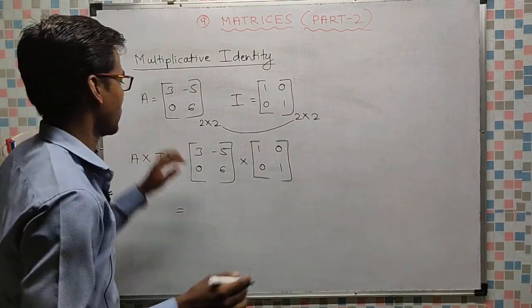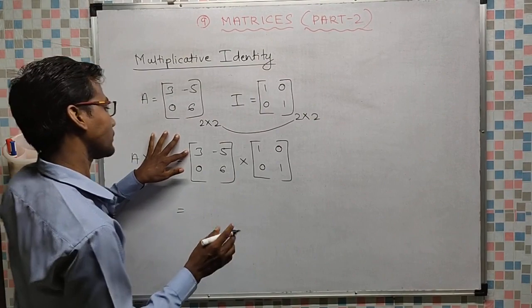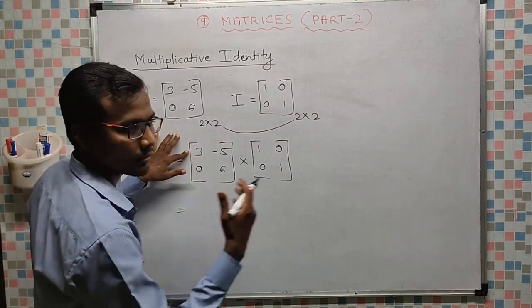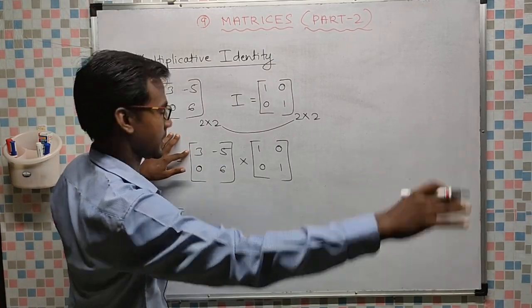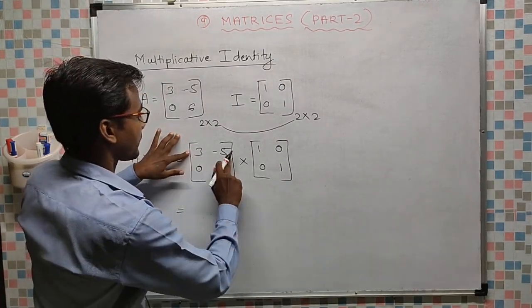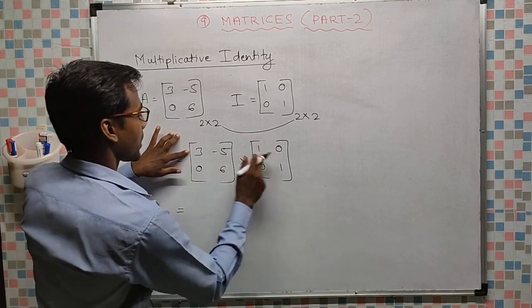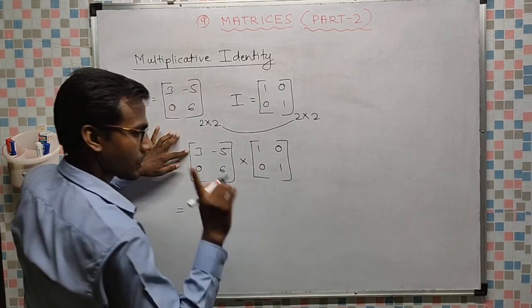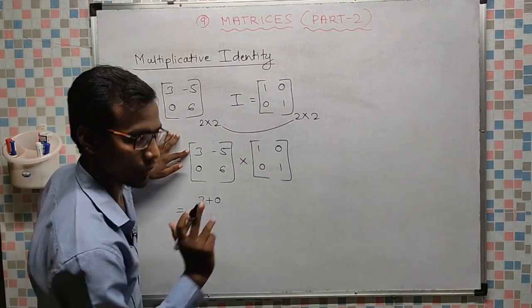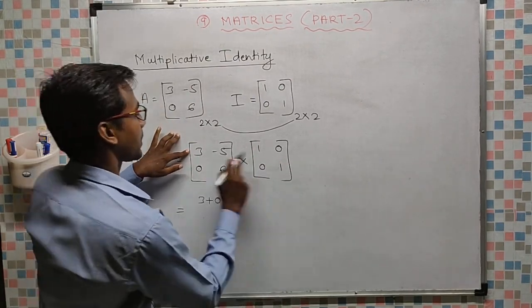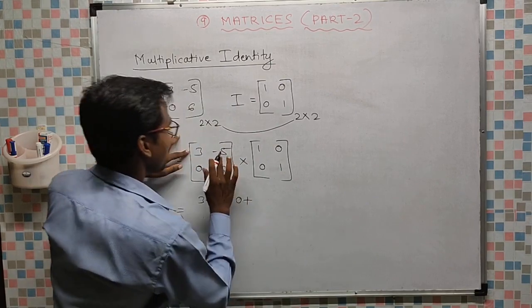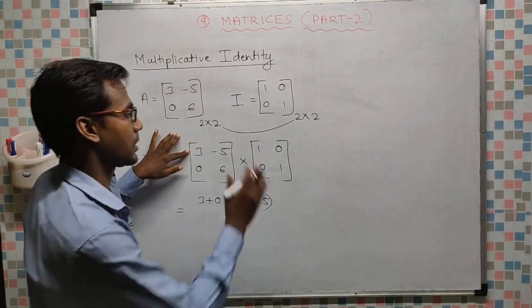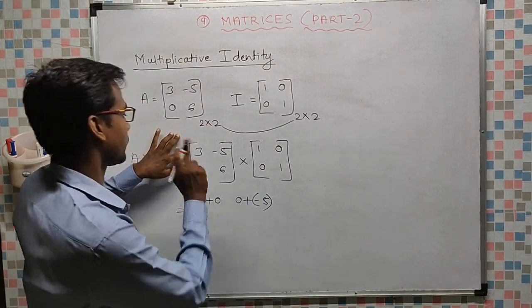I told how to multiply. Put your finger in the first row. First row into each column of the second matrix. You will go on getting elements of the first row of the resultant matrix. So 3, -5 with 1, 0. You have to multiply. So 3 into 1 is 3, minus 5 into 0 is 0. One element. First column over. Then move to the second column. 3 into 0 is 0, minus 5 into 1 is minus 5. Second column is also over. All the columns are over, so first row is over.